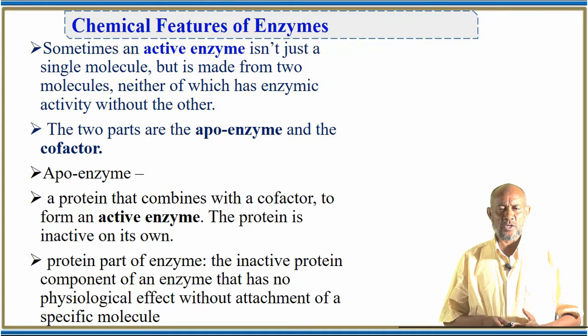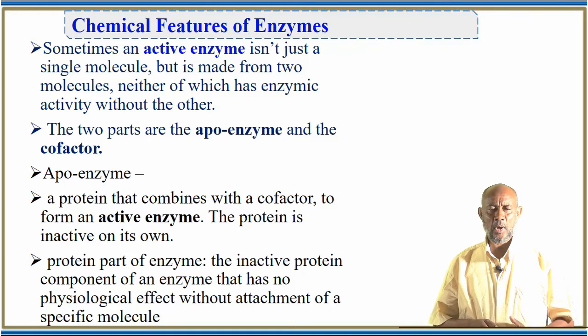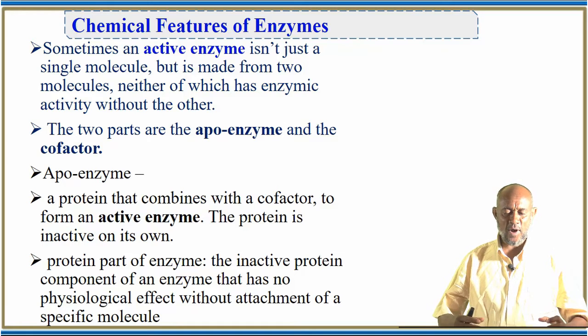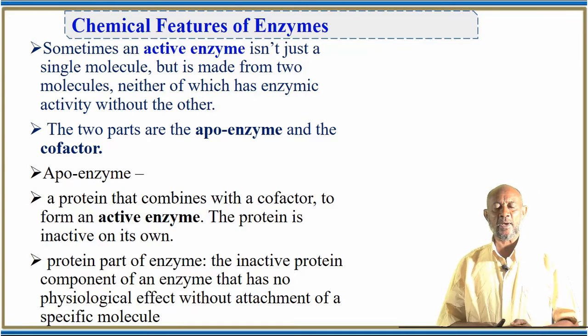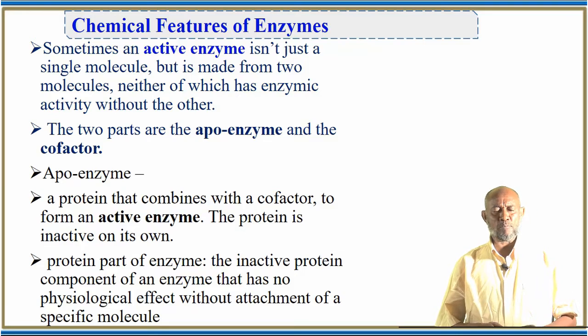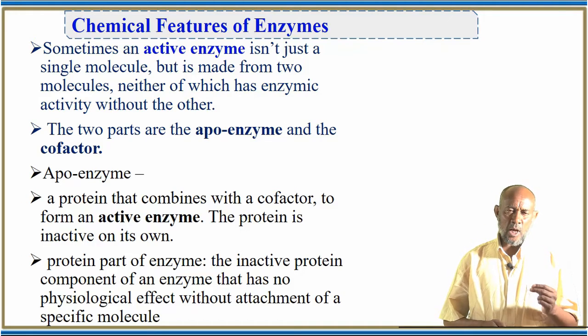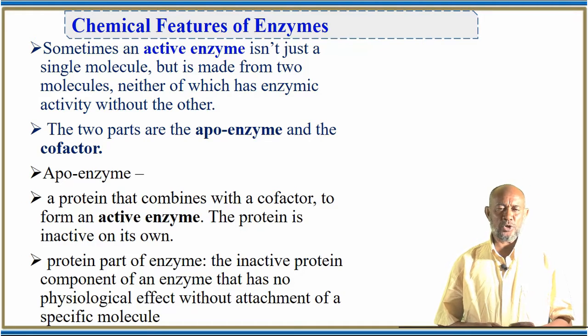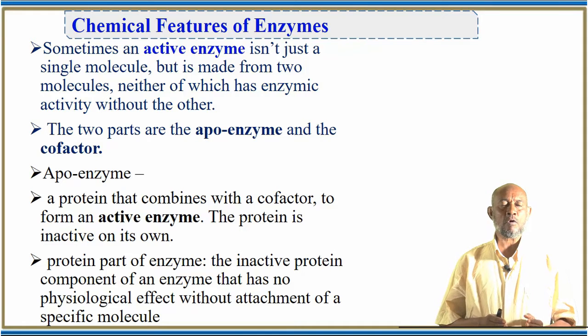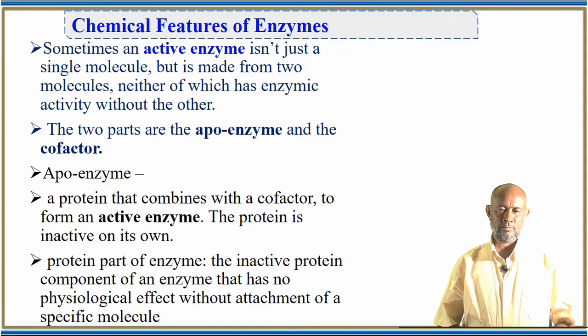The two parts are the apoenzyme and the cofactor. Together, they make the holoenzyme or the whole enzyme. Now let's look at the apoenzyme. The apoenzyme is a protein that combines with a cofactor to form an active enzyme.